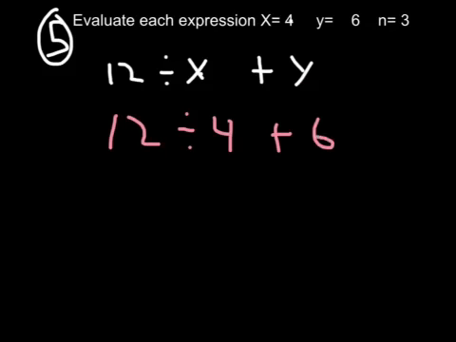Okay, and now I'm just left with an order of operations problem. What comes first, division or addition? Well, division does. So 12 divided by 4 first. 4 goes into 12, 4, 8, 12, 3 times. And I did that, so bring everything else down, plus 6, and then 6 plus 3 is a big old 9. So you're left with 9 for your final answer.